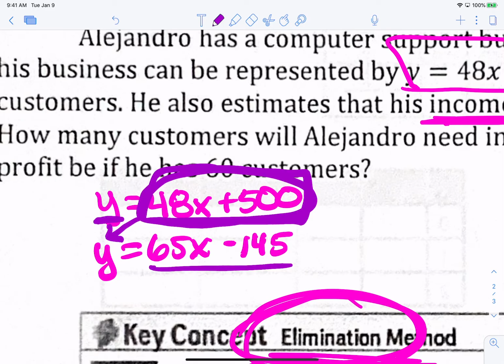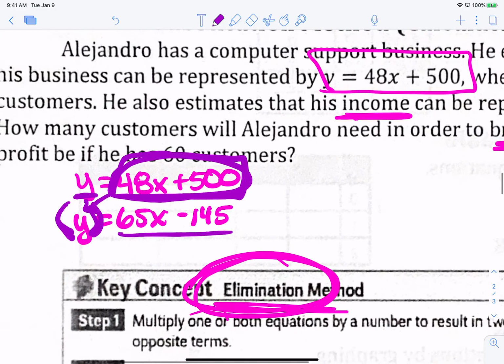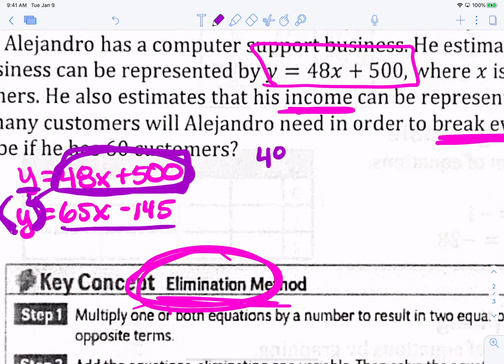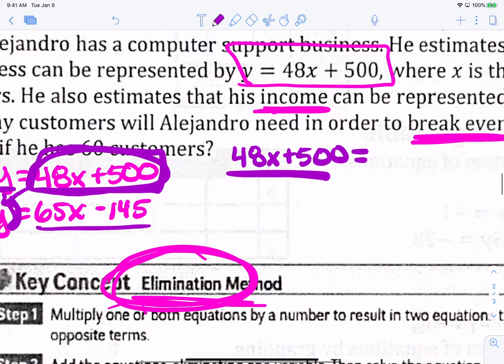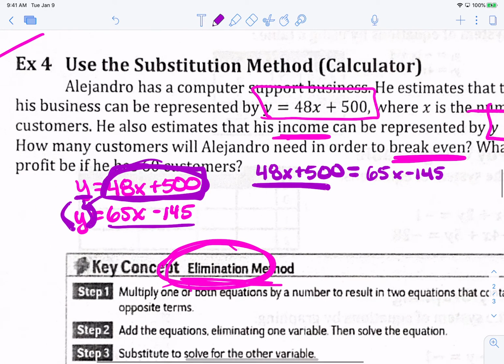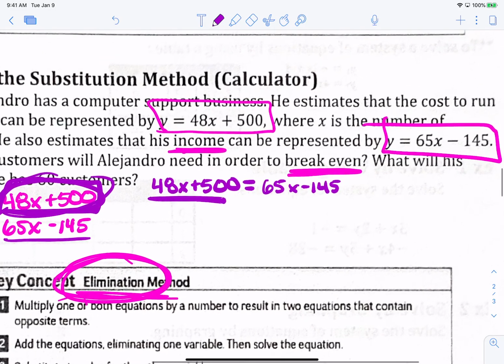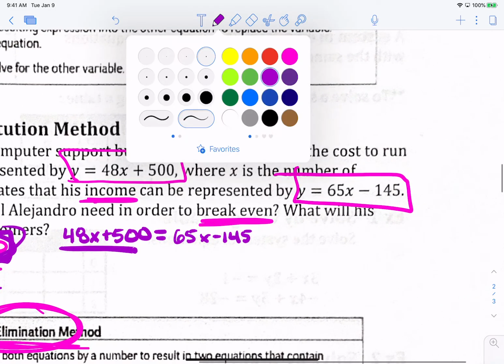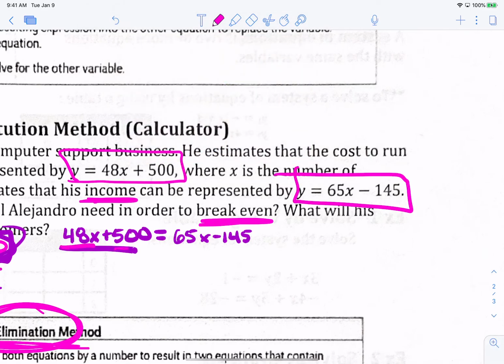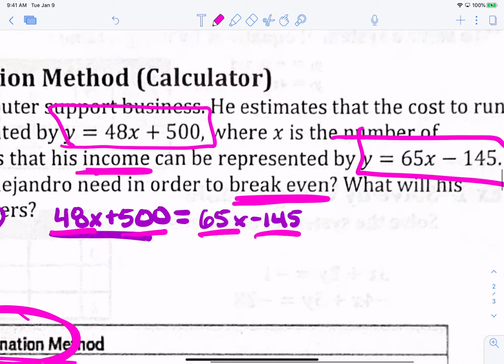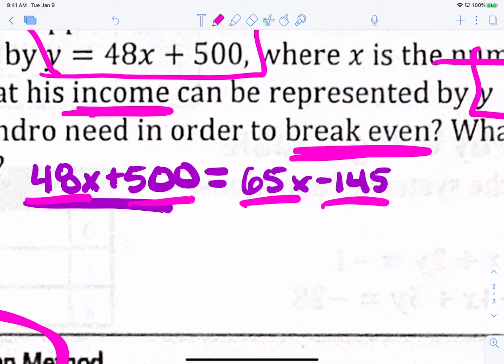So what's going to happen here is this y is going to get replaced with the 48x plus 500. Does that make sense? Yes. Okay. 48x plus 500 is that first piece. That's going to be equal to the 65x minus 145. Do you see what we just did? I took this guy and I plugged him in right here. Now, how many pieces do I have? I have 4 pieces. 1, 2, 3, 4. And the beautiful thing now is I don't have any y's. I only have x's.